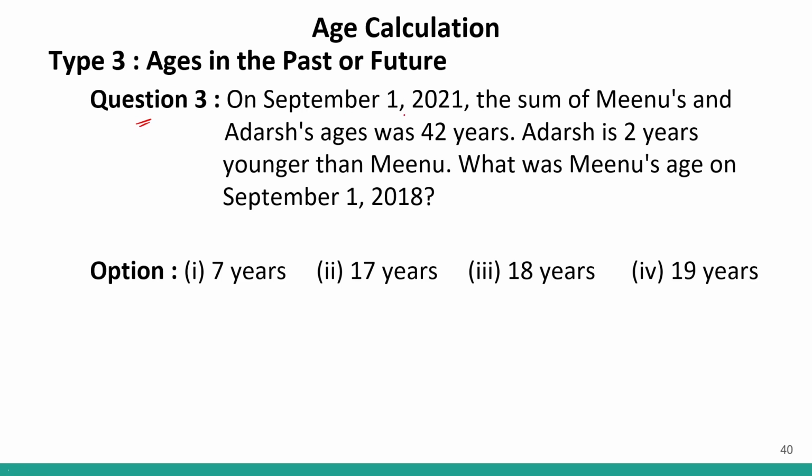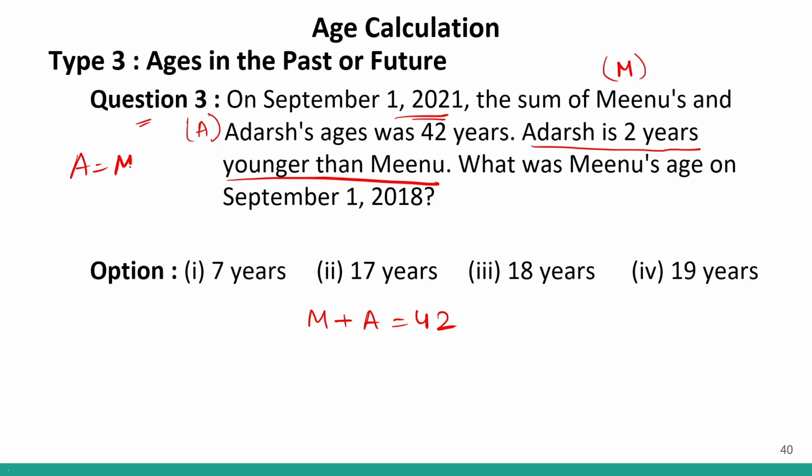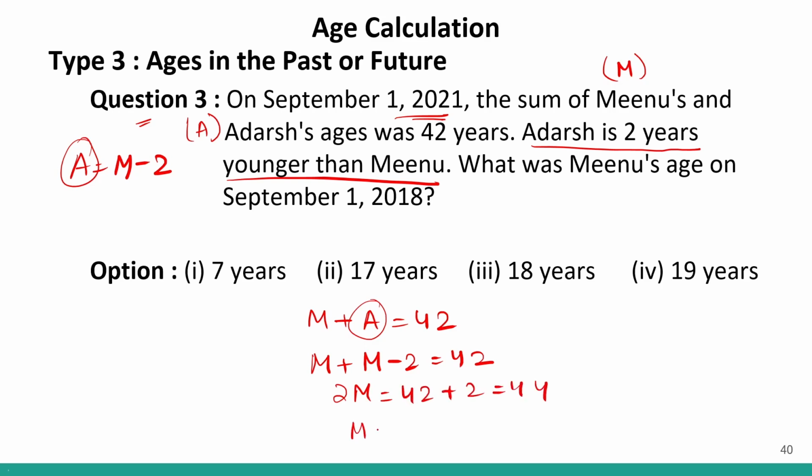Now question number 3. On September 1, 2021, the sum of Meenu and Adarsh's age was 42 years. So let's say Meenu's and Adarsh's ages were M and A in the year 2021. So we are given in the question that Meenu plus Adarsh was 42 years old. Now Adarsh is 2 years younger than Meenu. So Adarsh is Meenu minus 2. So I can substitute this value of A over here. So Meenu plus Meenu minus 2 is equal to 42. So 2M will be equal to 42 plus 2, which is 44. So the value of M will be 44 divided by 2, which is 22.